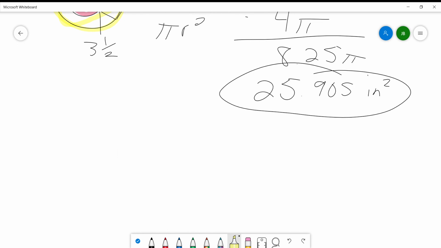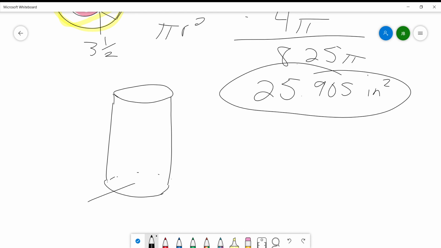So if I have a cylinder, I just find the area of this circle, the base, pi r squared, and I multiply it by how high it is. So it's like I have a circle, and how many circles does it take to get to the top of this cylinder? And that's my volume.